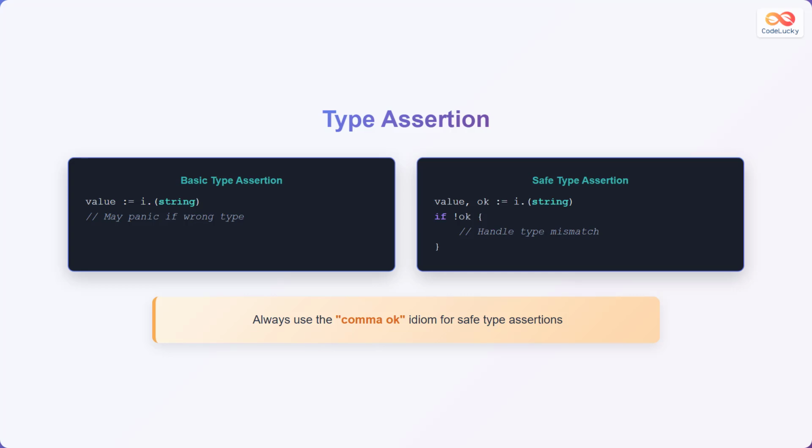Type assertion is a way to extract the underlying concrete value from an interface variable. There are two ways to do type assertion. The first is basic type assertion: value := i.(string). This may panic if the interface doesn't hold the asserted type. The second way is safe type assertion: value, ok := i.(string). If the assertion fails, ok will be false, and you can handle the type mismatch gracefully. Always use the comma ok idiom for safe type assertions to prevent unexpected panics.